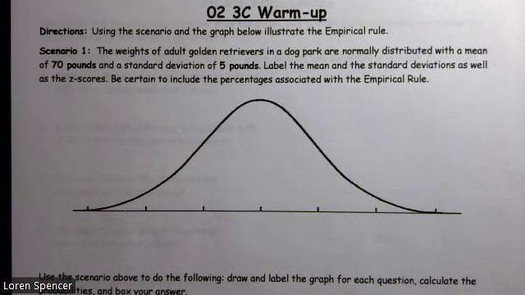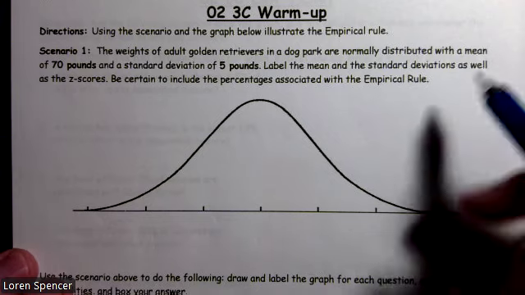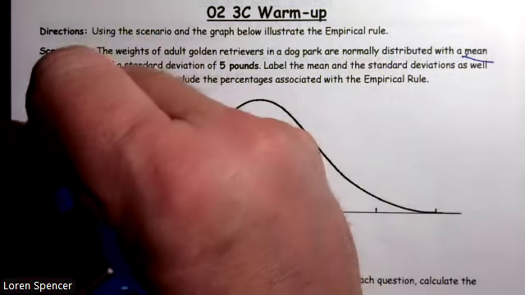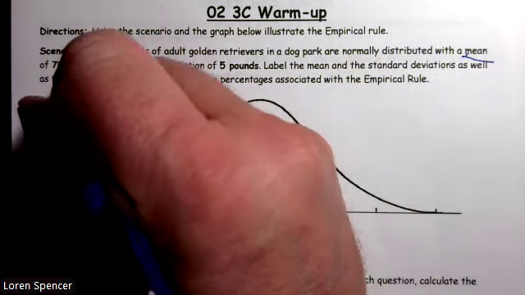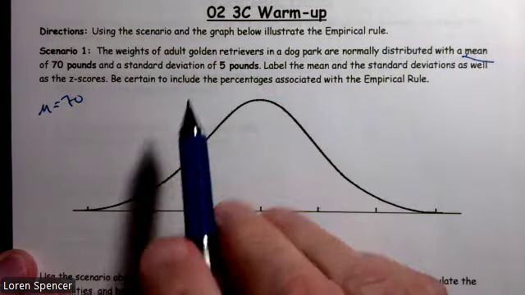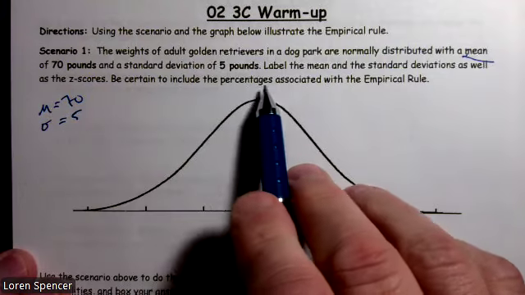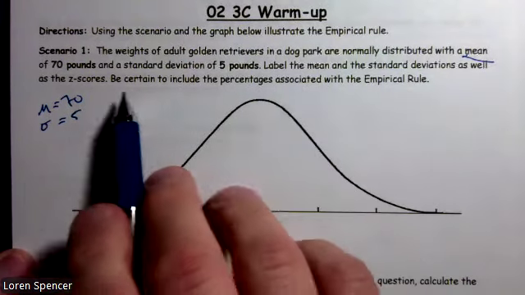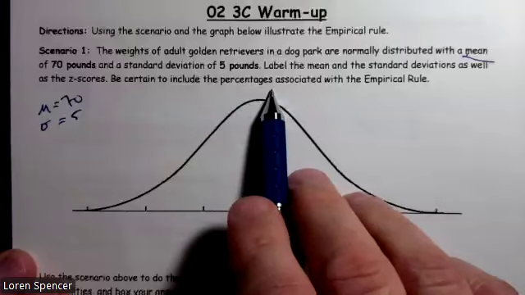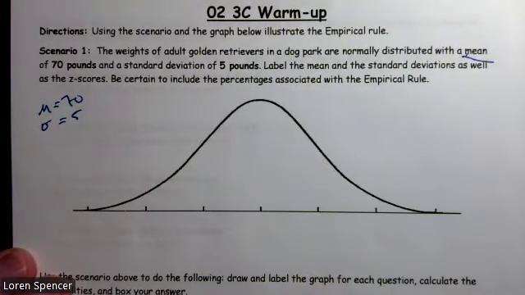The weights of adult golden retrievers in a dog park are normally distributed with a mean of 70. That's important, so we know we have a mean equal to 70 and a standard deviation of 5. Label the mean and standard deviation as well as the z-scores. Be certain to include the percentages used with the empirical rule.